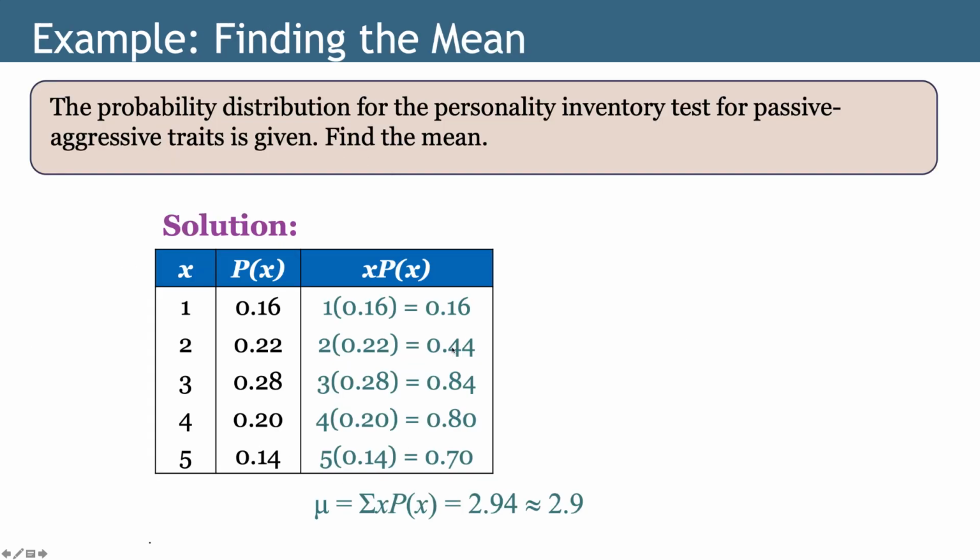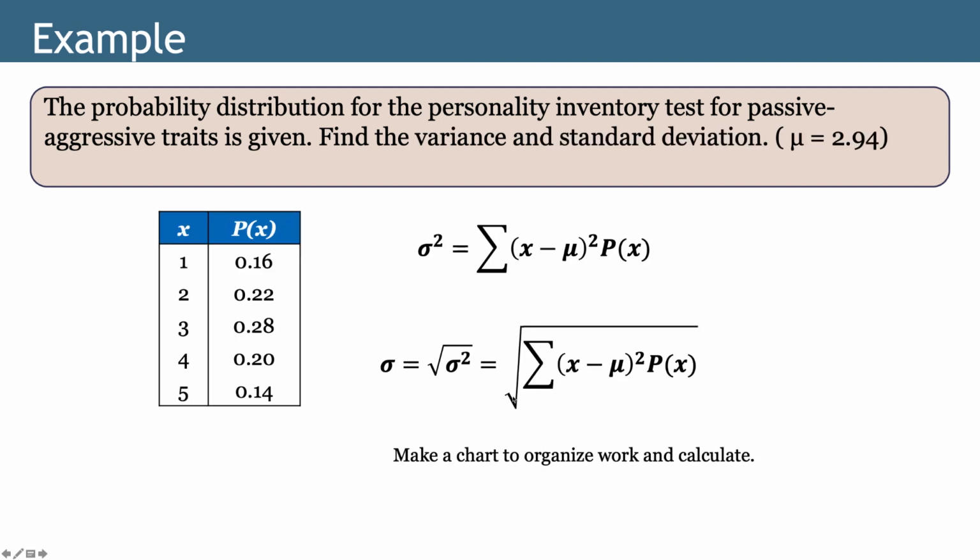So if I had that passive-aggressive survey, here are the scores, here are the probabilities. So the mean is the sum of x times p of x, with p of x being the probability. So here I go. Here's x times p of x, x times p of x, x times p of x, x times p of x. Add them all up. So if I sum this column, I get roughly 2.94 or 2.9. So there you go. That is the mean. In other words, on average, these employees scored roughly a 2.9. All right, so nice.